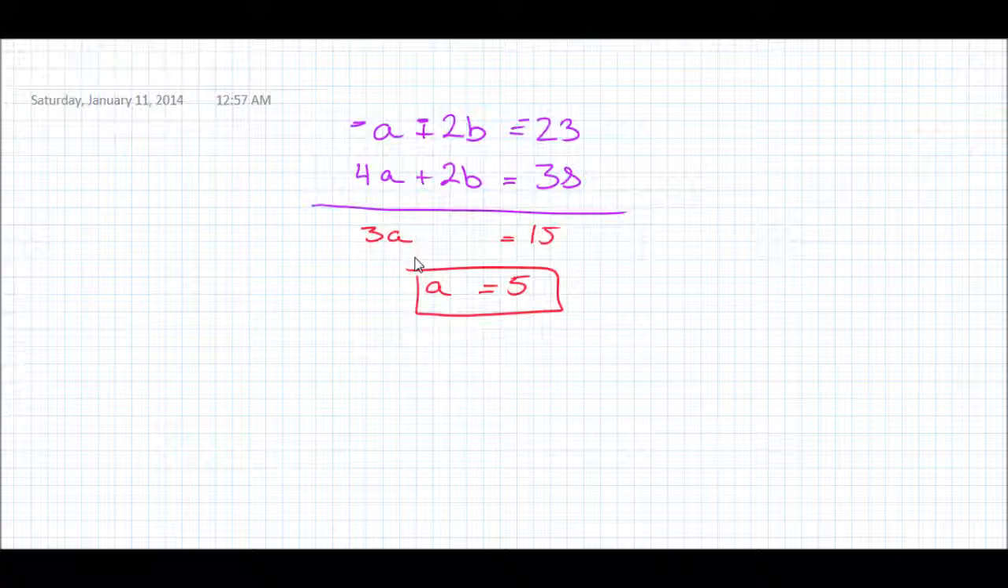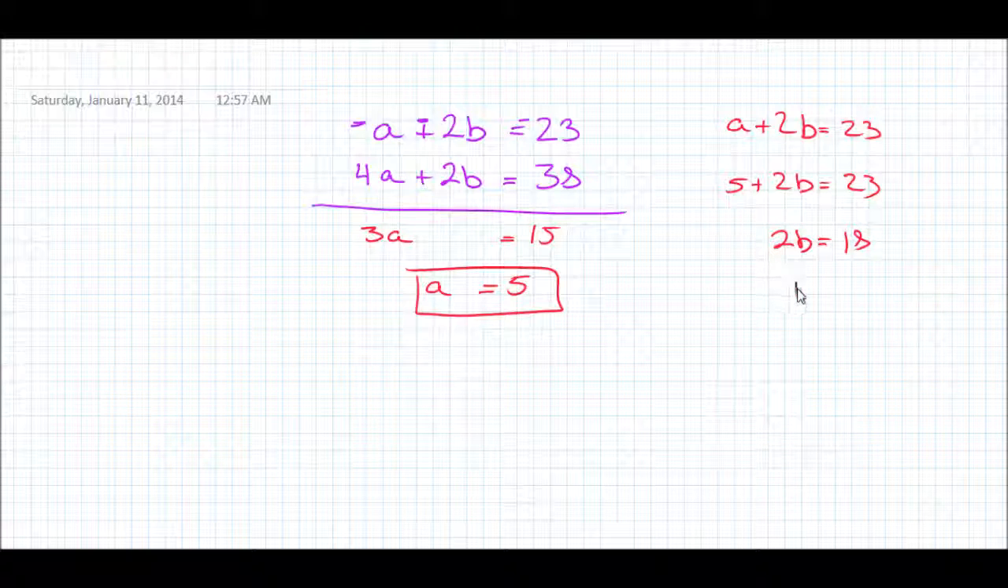And if a equals 5, we've got a plus 2b equals 23. That'd be 5 plus 2b equals 23. So 2b equals 18. Subtract 5 from each side. Divide everything by 2. So b equals 9. So our solution set here is 5, 9.